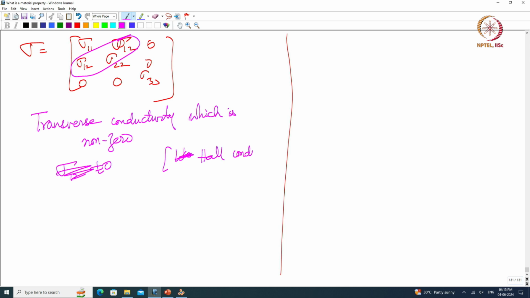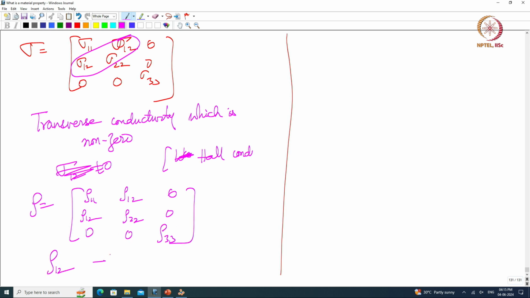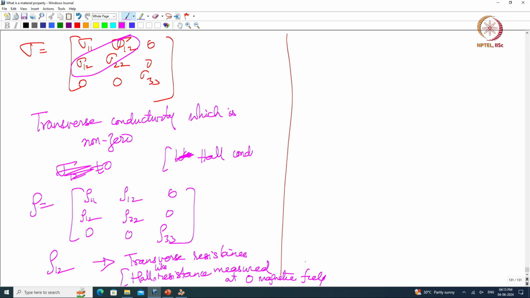Or sorry, so we talk in terms of resistance, right. So, rho 1 1, rho 1 2, rho 1 2, rho 2 2, 0 0 0 0, rho 3 3, right. Rho 1 2 is the transverse resistance. So, this is the Hall resistance, Hall-like resistance I must say, measured at 0 magnetic field, right. So, this comment we made, and we said that you have to be careful about such materials.